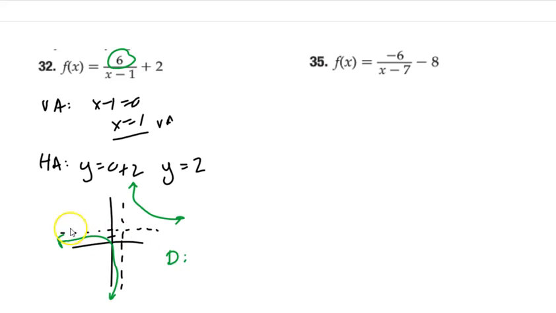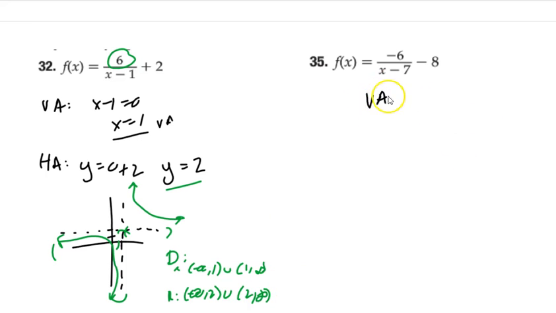Domain, right? X values. Again, it should be broken up by the vertical asymptote because of the x right there. So we look at it, negative infinity to 1. No one touches anything at 1, and then 1 to infinity. Range, likewise, is broken up by the y value, the horizontal, negative infinity to 2, union 2 to infinity. Next one up.